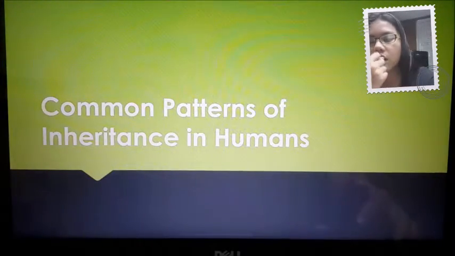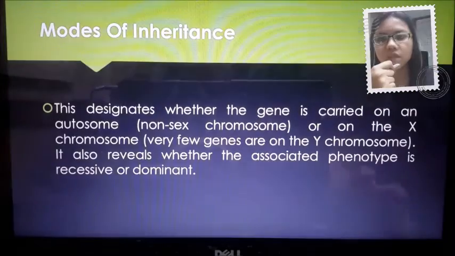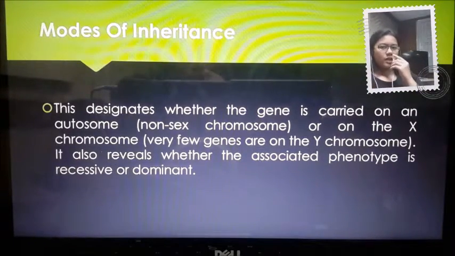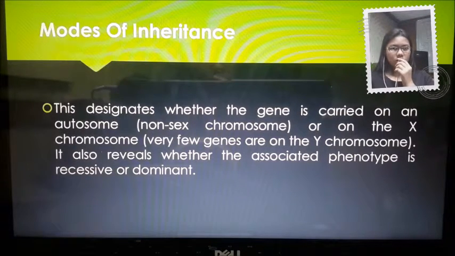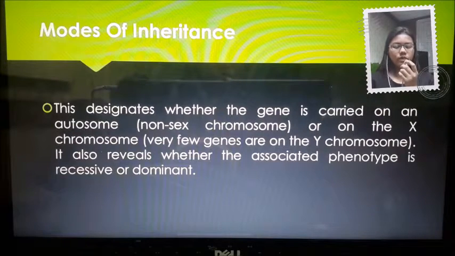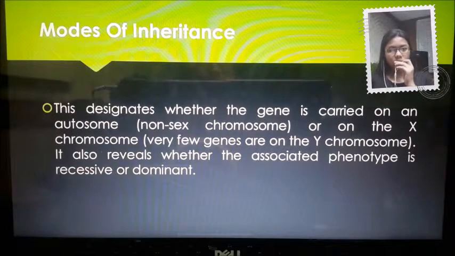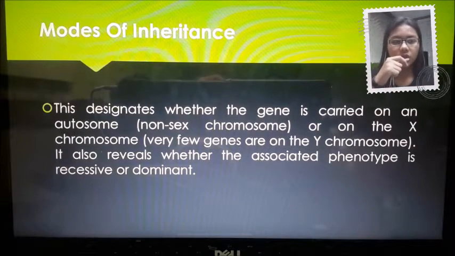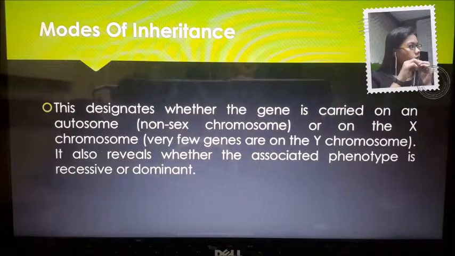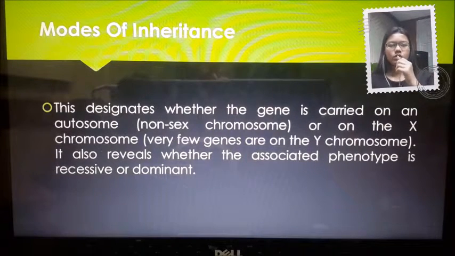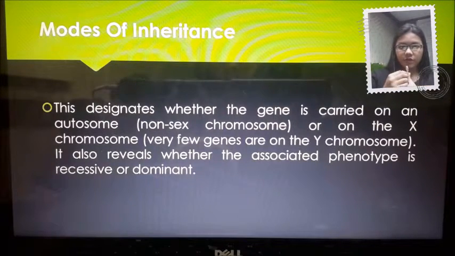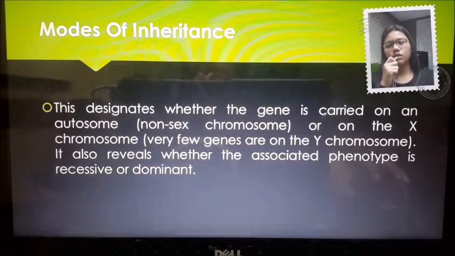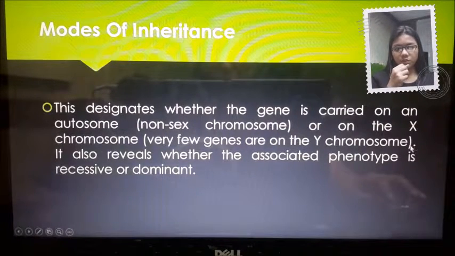So next is the common patterns of inheritance in humans. The modes of inheritance designate whether the gene is carried on an autosome, a non-sex chromosome, or the X chromosome. Very few genes are on the Y chromosome. It also reveals whether the associated phenotype is recessive or dominant. As you've read from the slide here, there are very few genes that are present on the Y chromosome.